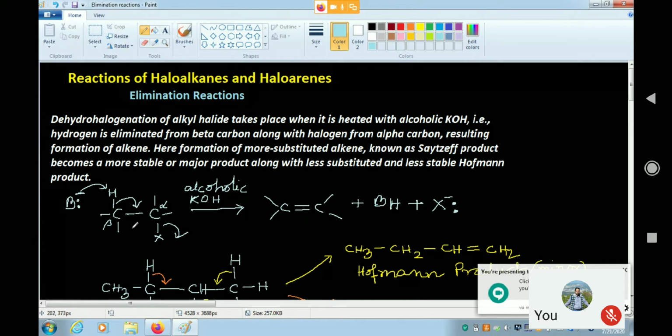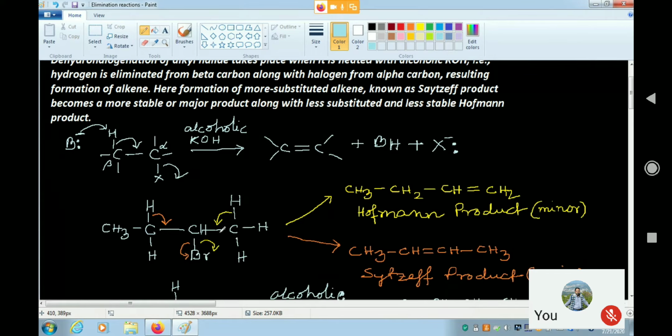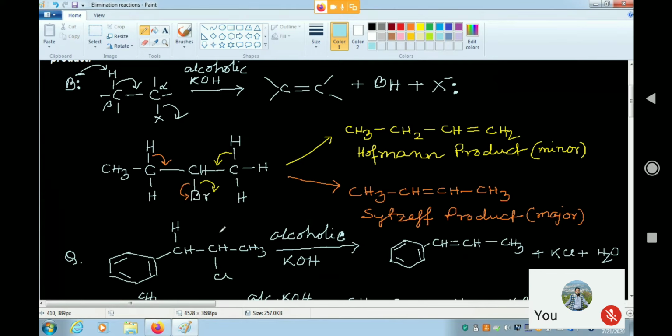So this is a dehydrohalogenation reaction. The base is taking away the hydrogen from the beta carbon, and the halogen from the alpha carbon is eliminated. Now in the next example, we can follow there are two beta hydrogens, and therefore on elimination, that means when treated with alcoholic KOH, we can get two products.